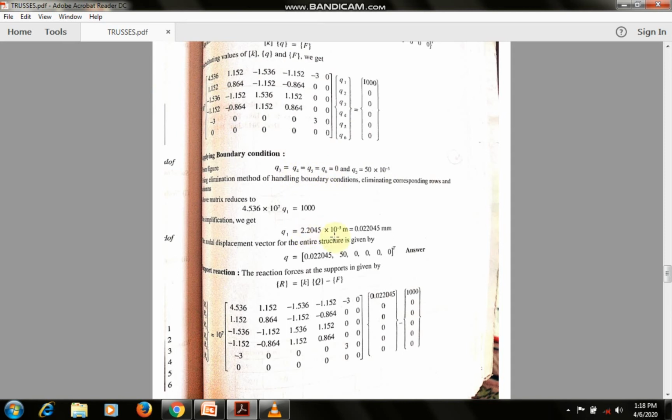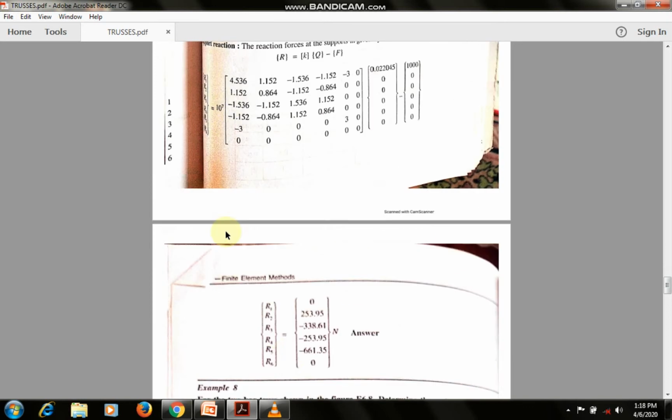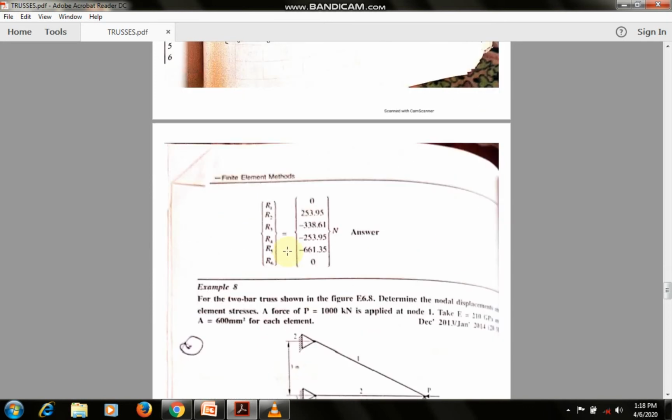Now finding out the q1, I will be having this answer. I will be rewriting this displacement matrix. Now to find the reaction force, R is equal to kq minus F. Rewrite all these things, find out the reaction. This is my reaction element. So check out this one.